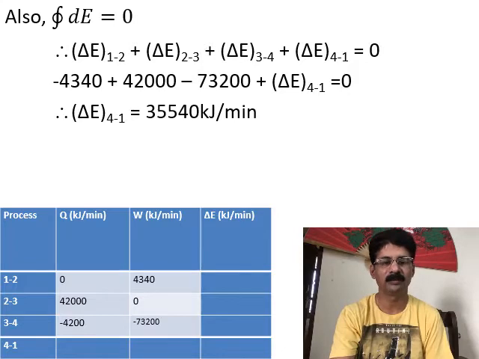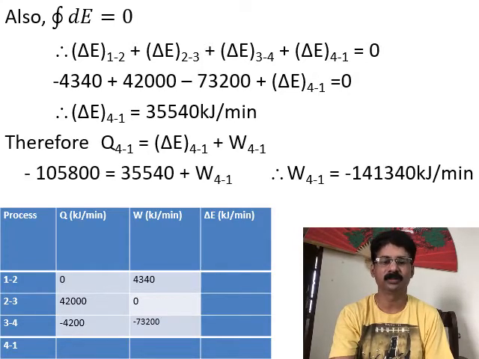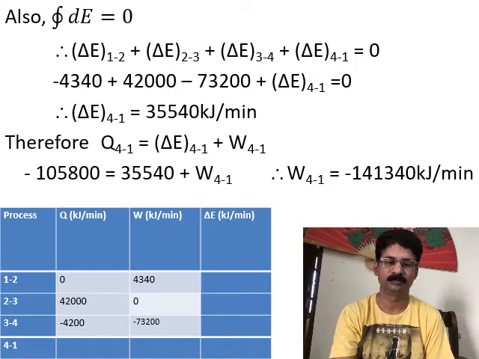Once you find out two parameters of the fourth row, then you can find out what is W 4 to 1, and you can fill the complete table, and that completes the solution for this problem.